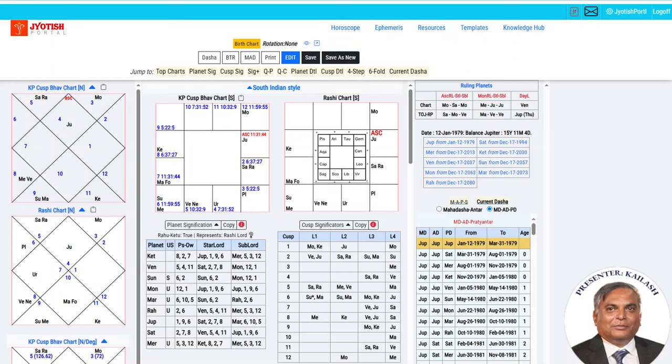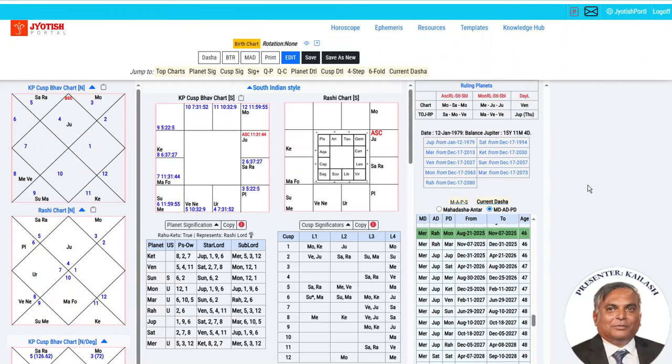let me look at the dasha and the antardasha. So on the Jotish portal, when you click on this option, the current dasha, then it will display the current dasha. So now this horoscope is under Mercury and Rahu period. Mercury Mahadasha and the Rahu Antardasha.